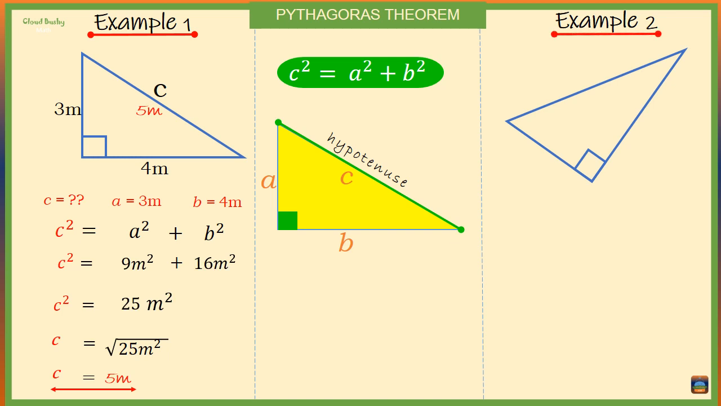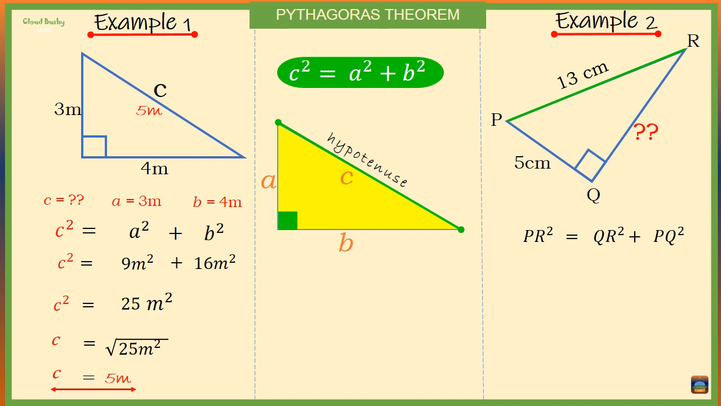Example 2. Let's look at the right-angled triangle PQR, in which PR is 13 centimeters and PQ is 5 centimeters. We want to find the length QR. The longest side of this triangle, which is the hypotenuse, is PR. Using the Pythagoras theorem, we can write PR squared is equal to QR squared plus PQ squared.